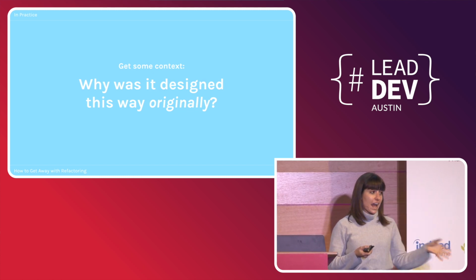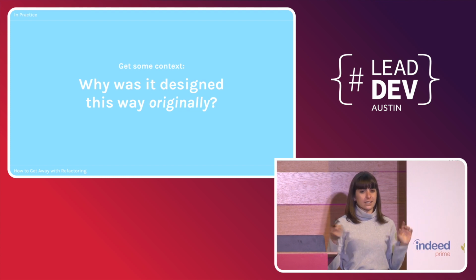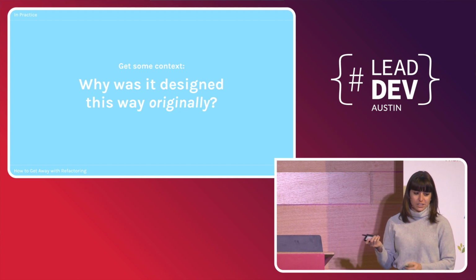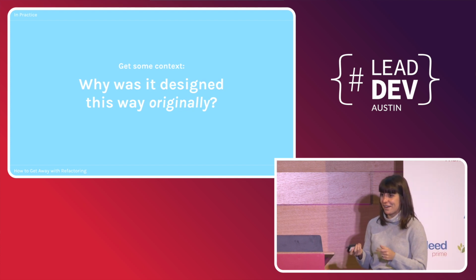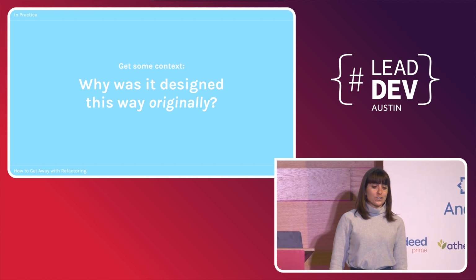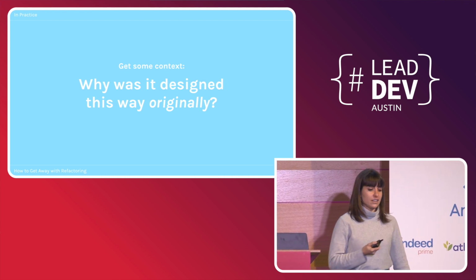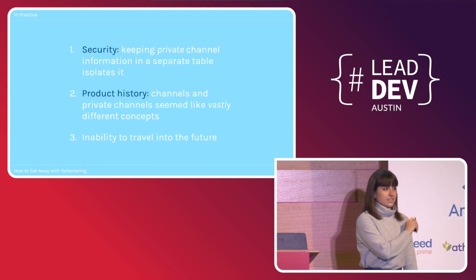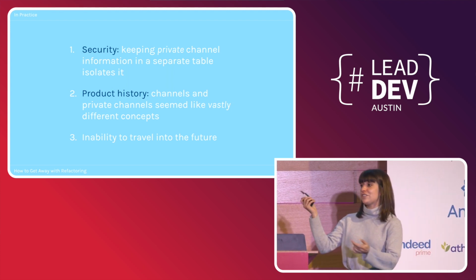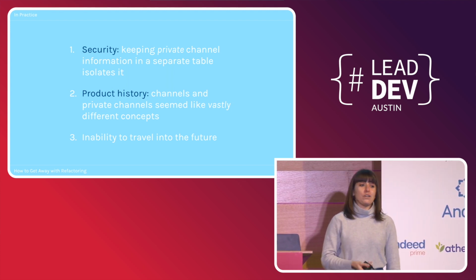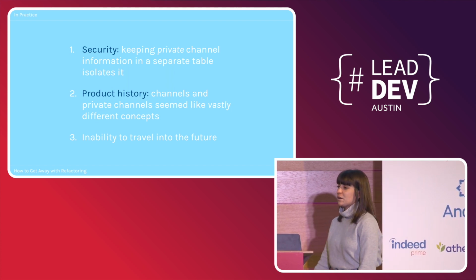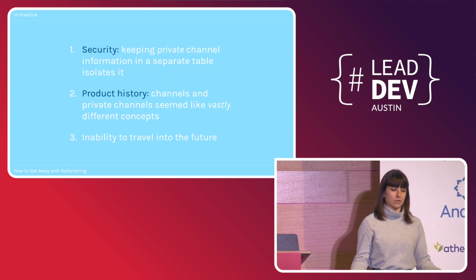So we make the best of what we have given our resources, time, money, experience, whatever. And sometimes bad design is just the outcome of limited resources. Luckily at Slack, some of our founding engineers are still around. I was able to have these conversations with some of these people, and it turns out I got a lot of really good insight. One of the original reasons why it was designed this way was security. Keeping private channel information in a separate table literally just isolates it from everything else. If you knew that you were reading from the private channel information table, you knew that you had to be extra vigilant about permissions that people had to see that information.